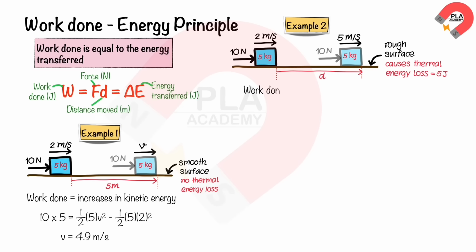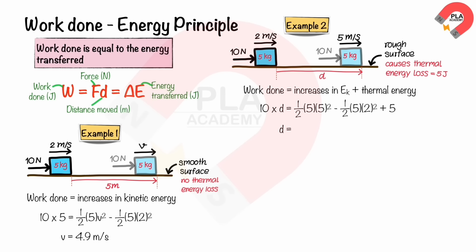The work done by the force of 10 newtons is transferred to both kinetic energy and thermal energy. So, we have the equation 10 times d equals half of 5 times 5 squared, minus half of 5 times 2 squared plus 5. Solving this equation, we find that the distance moved, d, by the box is 5.75 meters.